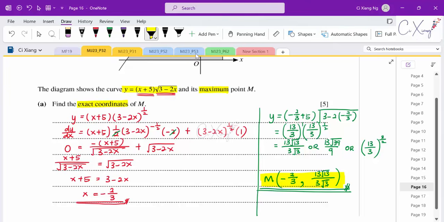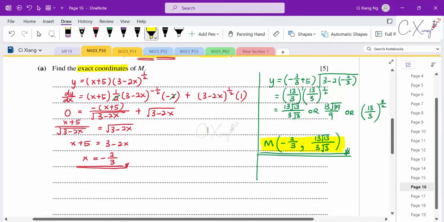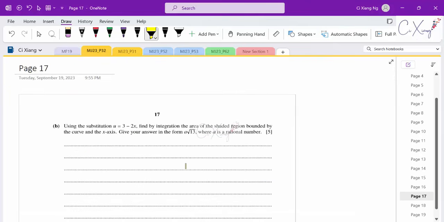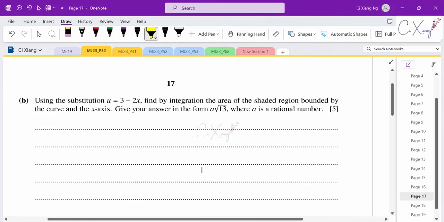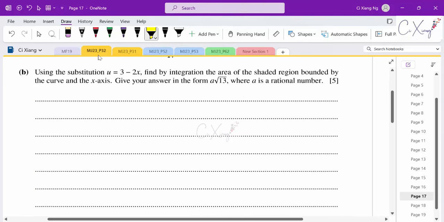Okay, so let's continue to part B. For part B of question number 10, they want us to use the substitution. They already give us the keyword about the integration technique, which is substitution, u equals to 3 minus 2x. Find by integration the area of the shaded region bounded by the curve and the x-axis. Give your answer in the form a square root 13, where a is a rational number.